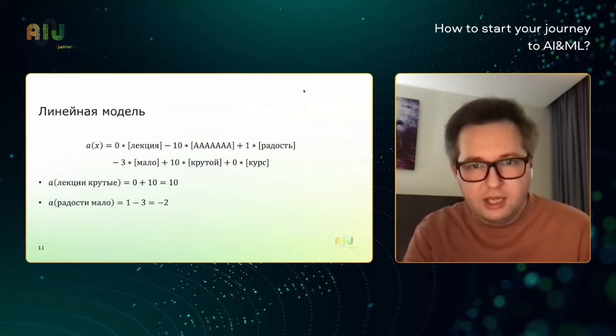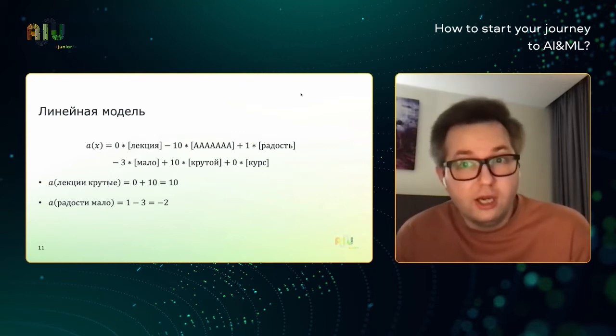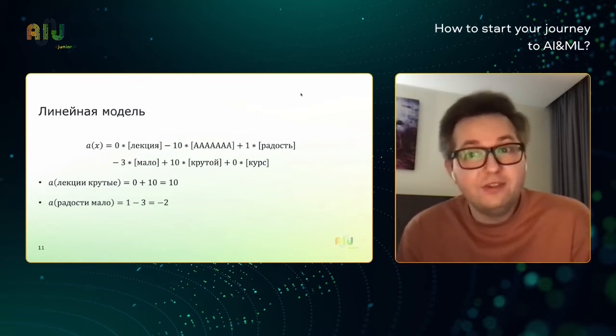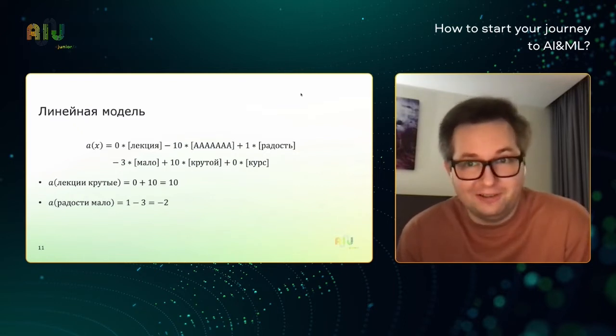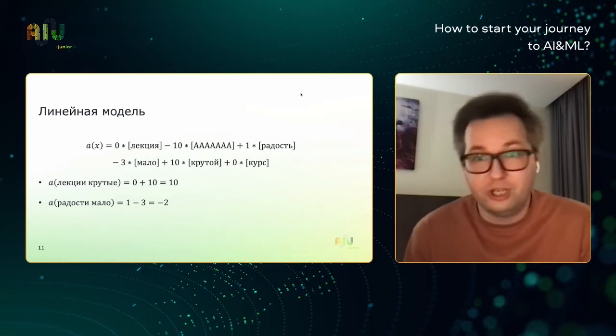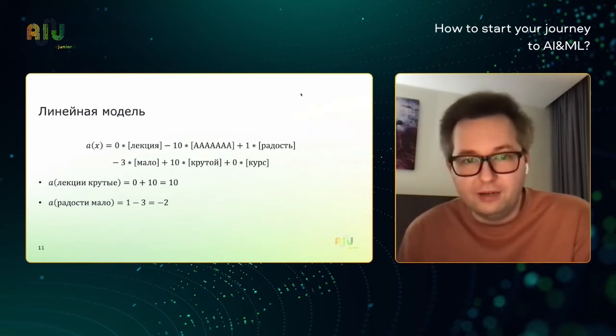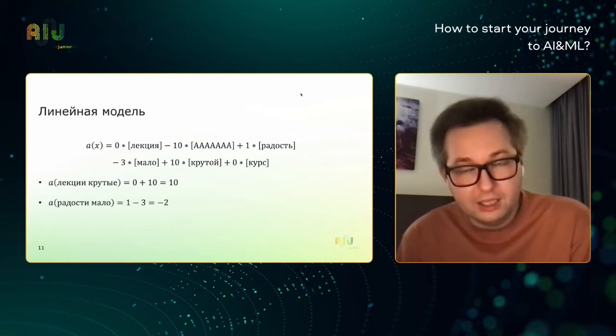For instance, I have 6 words and I assign weights to these words. Lecture means 0. It means that this word doesn't impact the tone of the text. If someone is speaking about lectures in his text, it doesn't show us whether he likes the lectures or not.